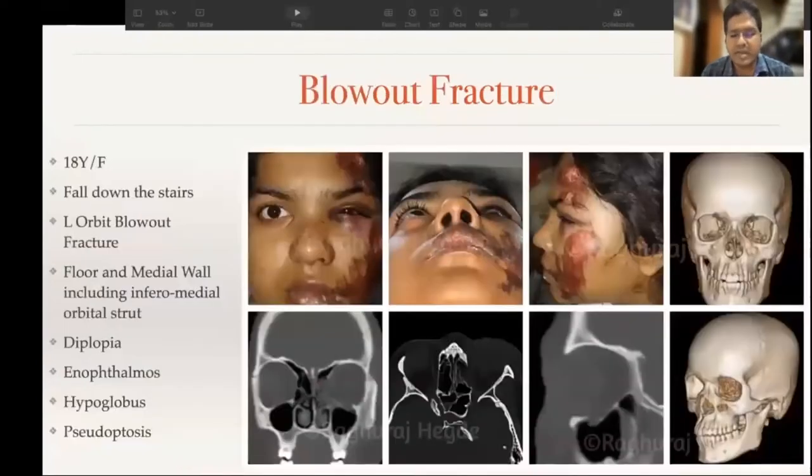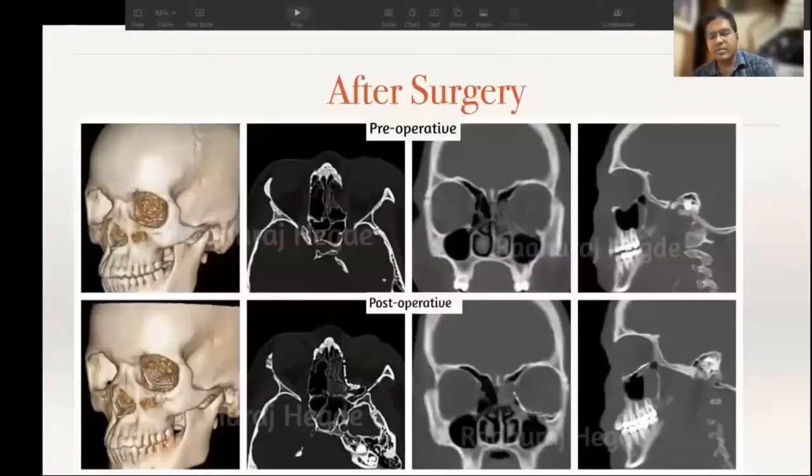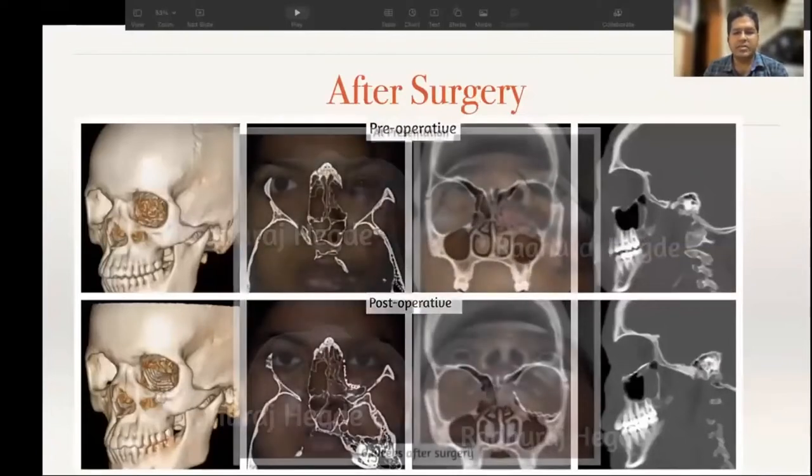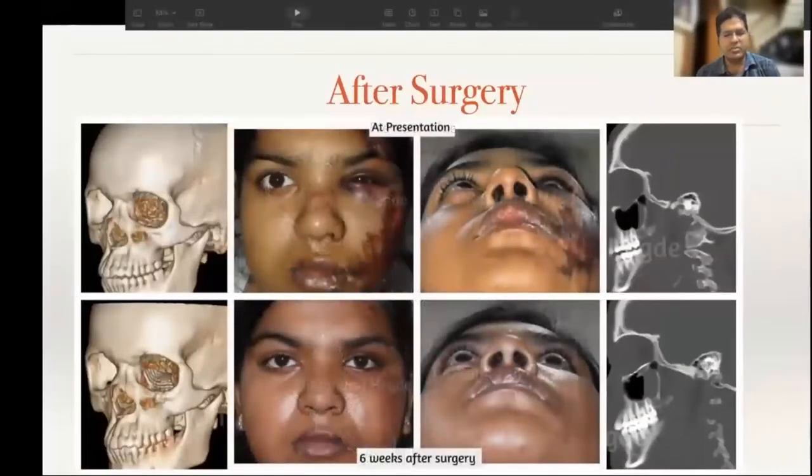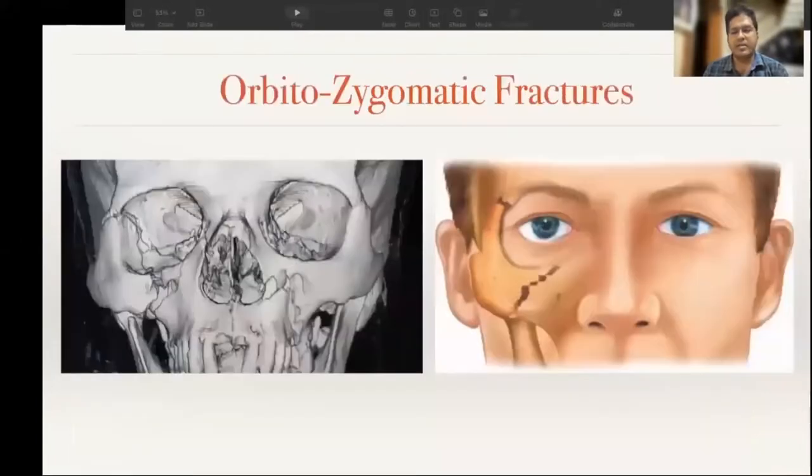Sometimes the blowout fractures can be large, involving, like in this case, both the floor and the medial wall. Post surgery, we can see that the floor and the medial wall are well reconstructed using a large titanium implant, which sits right at the posterior edge. And this is about 6 weeks post surgery, where both her enophthalmos, which was earlier there, as well as diplopia, have been resolved.